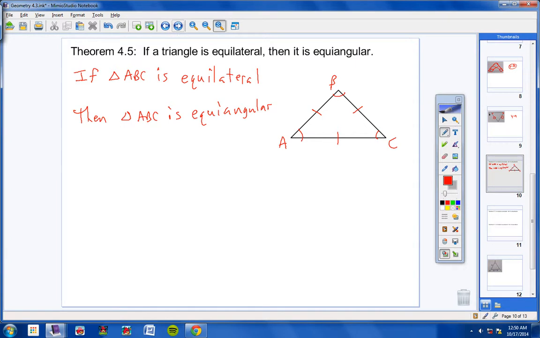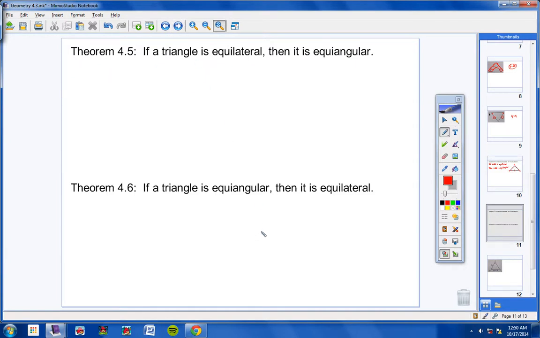Okay, last theorem, write this down, please. If a triangle is equiangular, then it's equilateral. So this is the converse. This here is the converse of this theorem back here. If a triangle is equiangular, then it's equilateral. Please copy that in your notes. If a triangle is equiangular, then it's equilateral. All right? Go ahead and copy this in your notes, please.